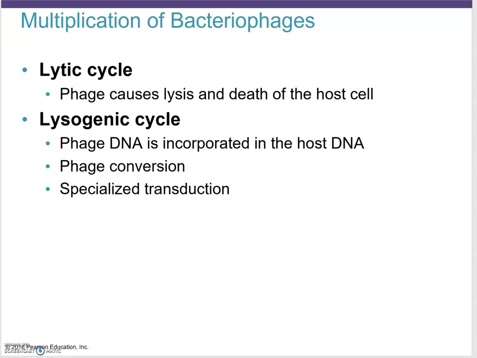So in the lytic cycle, the virus causes lysis and death of the host cell because it actively multiplies, producing more of itself, and eventually bursting the host cell, killing it. The lysogenic cycle is sort of this dormant stage where the DNA of the virus is present in the bacterium, in the host DNA, and it's being multiplied whenever the bacterium divides, but there is no real active producing of the virus.